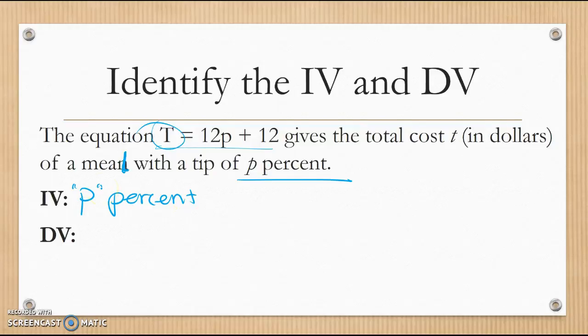And our dependent variable would then be T, total cost. So the total cost that we have to spend depends on, which is where the dependent variable comes from, the amount of a tip that we leave.